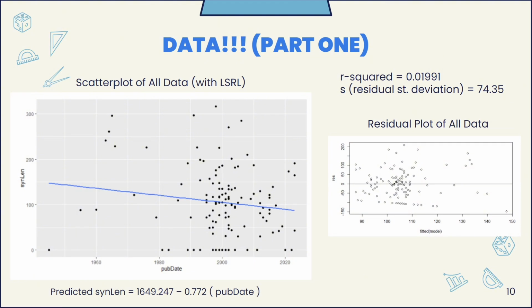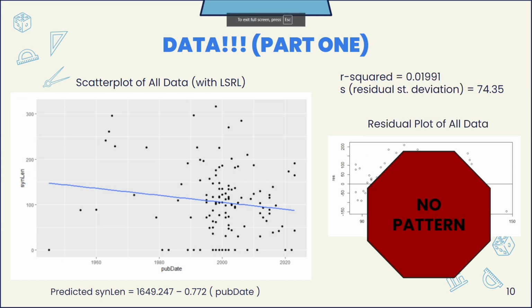And then our r squared is 0.01991. And that means that only 1.99% of the variation in synopsis length is explained by publication date, which shows a very weak relationship. The residual standard deviation is 74.35, and that suggests that the predicted synopsis lengths typically vary from the actual lengths by about 74.35 words. And as you can see in the residual plot, there is no pattern, meaning that a linear model is indeed appropriate for graphing all data.